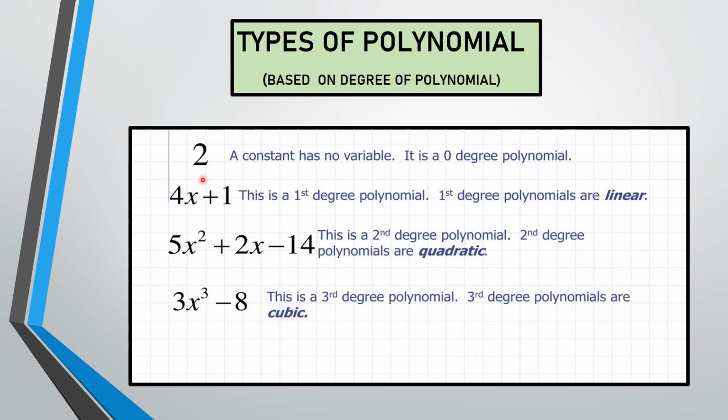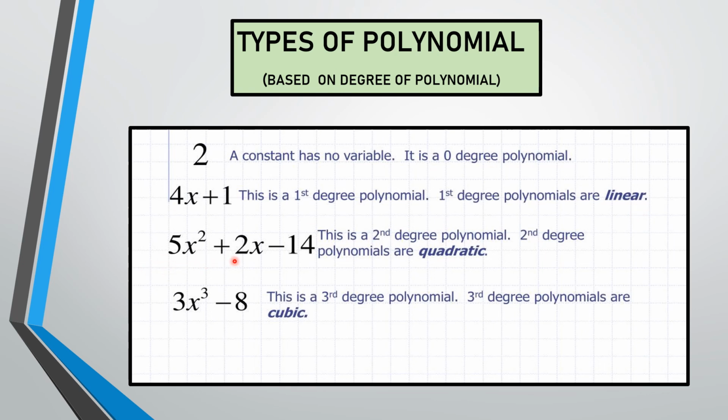Let us see. 2. 2 alone can also be a polynomial. If you write a single constant, then that is also called a constant polynomial. That is nothing but a 0 degree polynomial. So 2 is a constant that has no variable. There is no variable written here, so it is called a 0 degree polynomial. Next, 4x plus 1 is a first degree polynomial. Why is it called first degree? Because the maximum power of the variable x here is 1. So it is called first degree, or a linear polynomial.